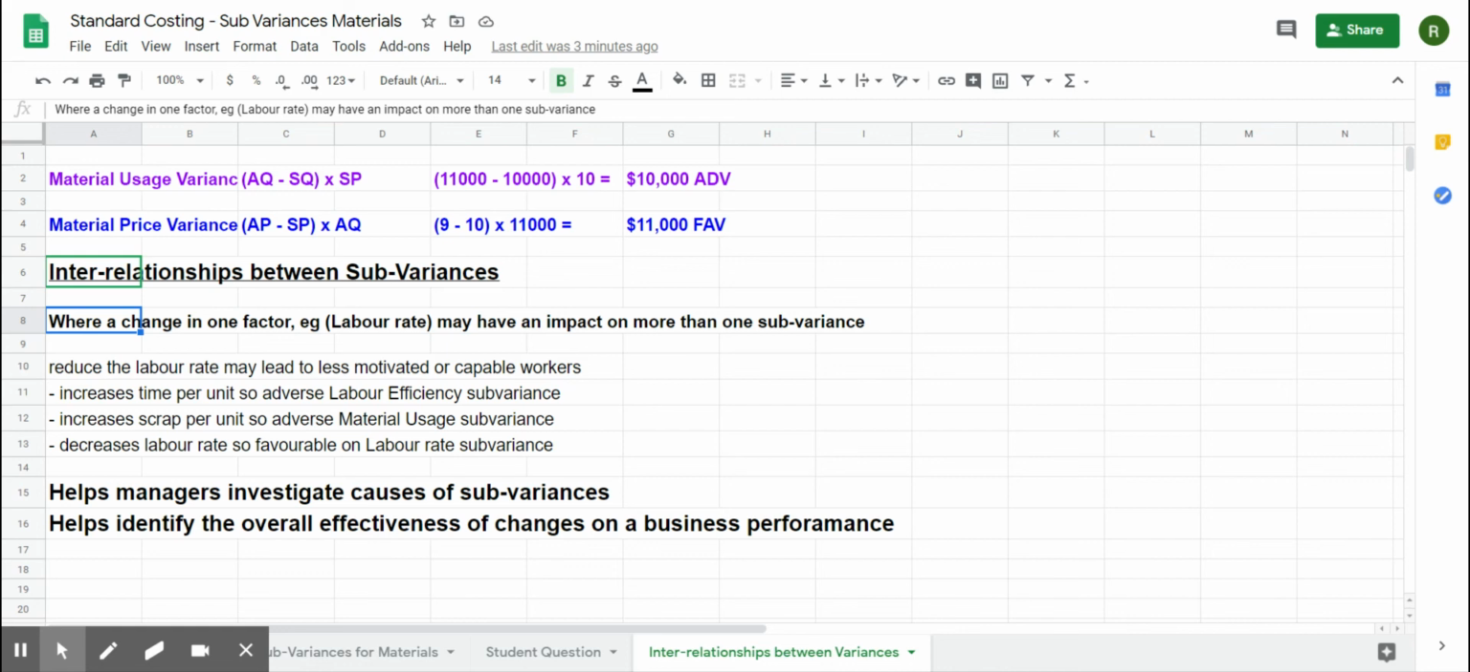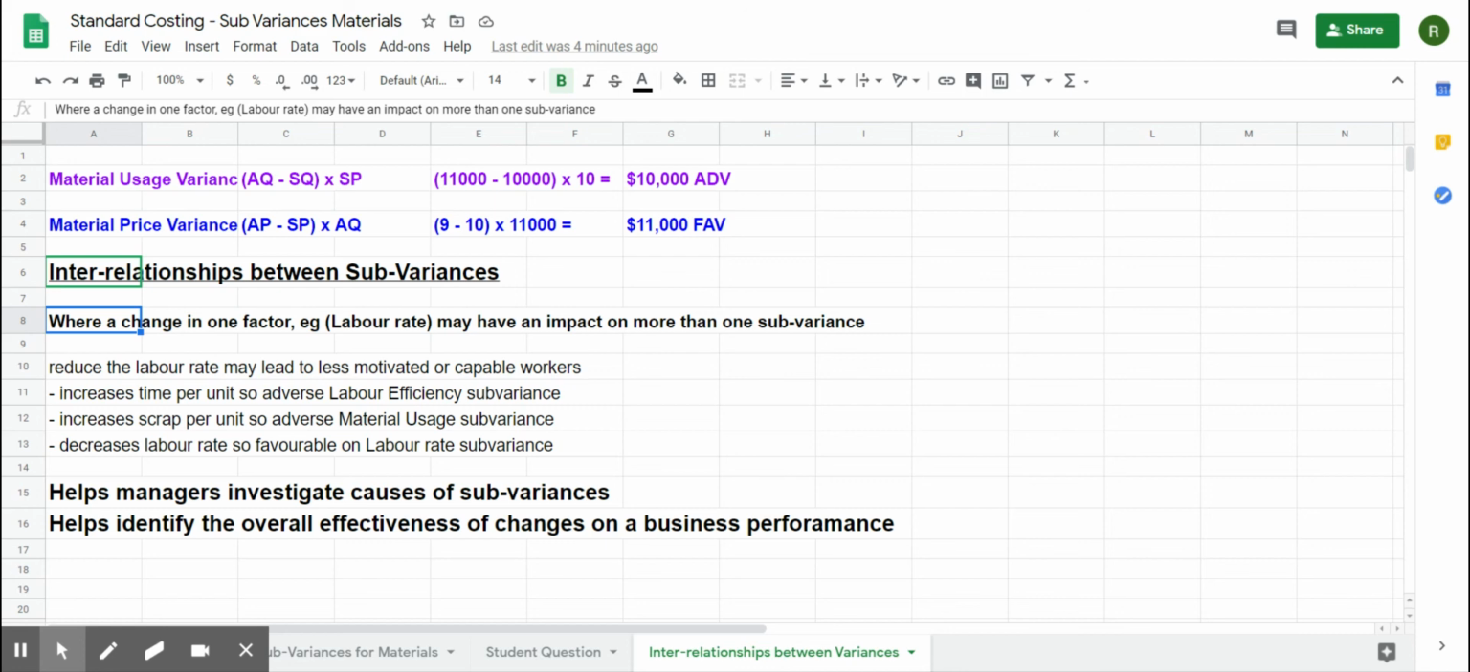And what we can do, if we've got that idea that changing one thing can change other things, if we've deliberately decided to reduce the labour rates, we can then review that decision in light of the fact that we know that there's going to be 3 subvariances affected, and we can look and see how large the overall effect is on the business. If the adverse labour efficiency subvariance and the material usage subvariance were greater than the labour rate subvariance, then it would overall be a positive thing for the business.